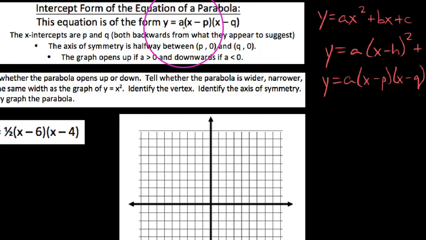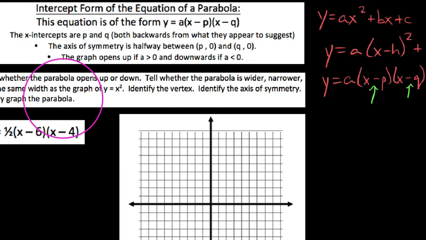What else can be said about this form, though, that is very, very convenient is this. We say the x-intercepts are p and q, and notice I say both backwards from what they appear to suggest, because of the fact that we have minus signs on our formula for these equations. The p and q are necessarily backwards from what they seem. So whatever they seem to say, you'll just think they're backwards. And also this: the axis of symmetry is halfway between p comma 0 and q comma 0, and these would be our x-intercepts here, these two numbers p and q.